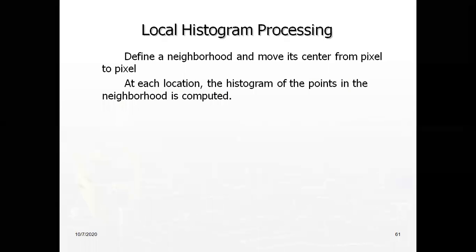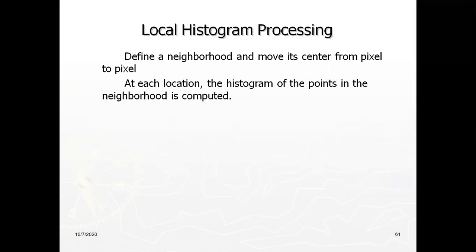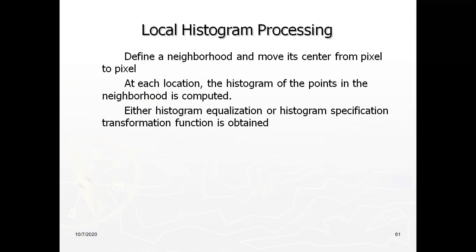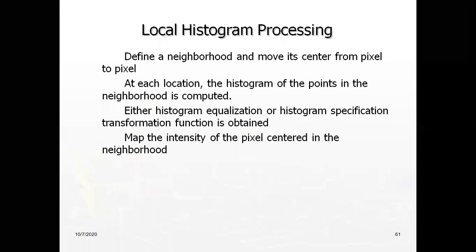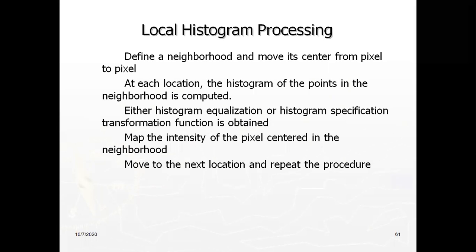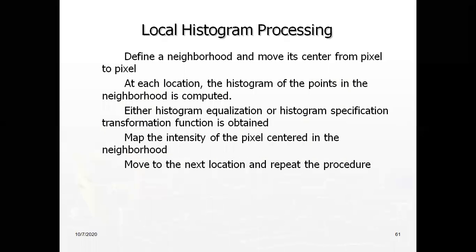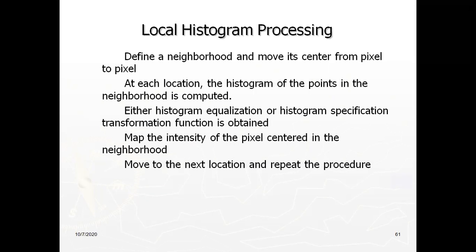At each location, the histogram of the points in the neighborhood is computed. Then we can do either histogram equalization or histogram specification, or matching. Then we do the mapping of the intensity of the pixel centered in the neighborhood. Then next we move to the next location and repeat the procedure. So whatever steps are there are repeated for each pixel.